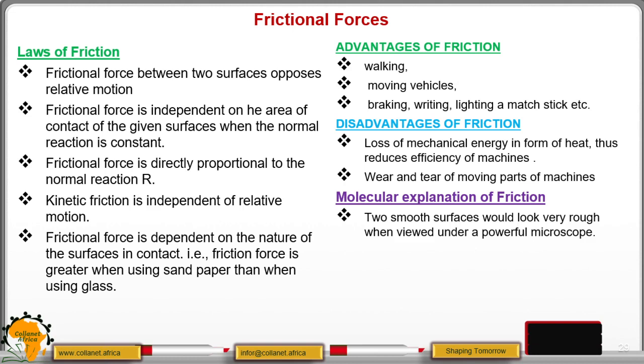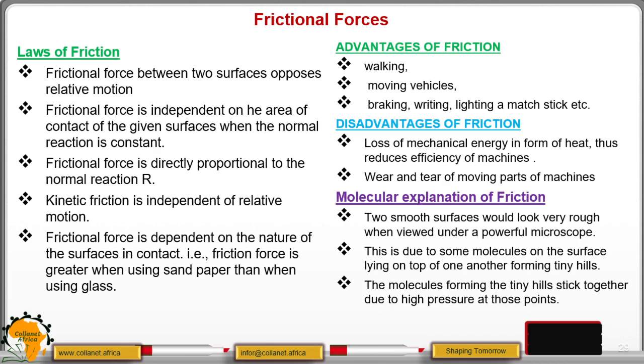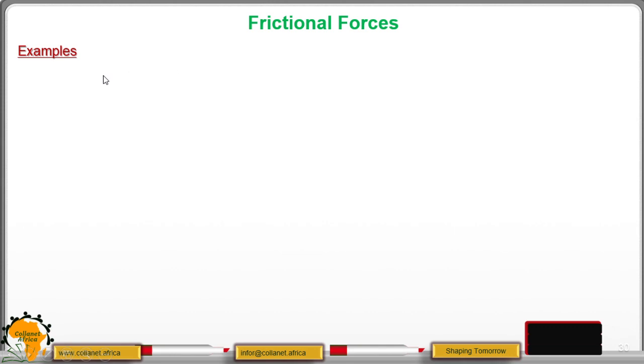Because from the particulate nature of matter, we know that matter is made up of tiny particles. So even on smooth surfaces, there are tiny particles that are protruding. When you view them, you see those tiny particles forming tiny hills. As you try to move along that surface, those tiny hills resist the motion. And these molecules forming tiny hills stick together because of high pressure at those points. That way, there is opposition to the relative motion.